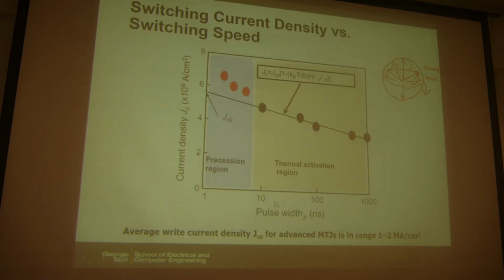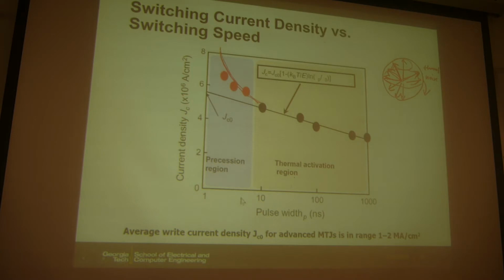And then if you want to push the switching very fast, you have to apply a very large current, and then it will go to this precession region that will not depend on the thermal noise. You pass a large enough current, and then this one will definitely switch. But the cost is that you have to apply very large current. I think this is nonlinear here.